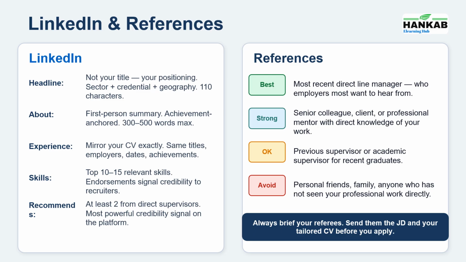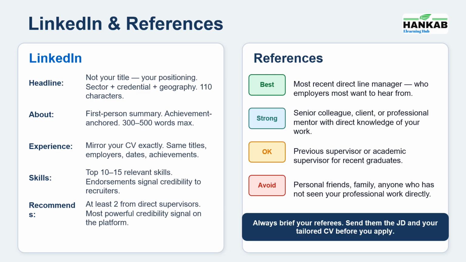references. Identify your 2 or 3 referees using the credibility hierarchy on this slide. Contact each one this week before you submit your first application to ask permission and brief them. Send them your tailored CV and the job description you are targeting. Write the email in the professional tone covered in section 6.4.